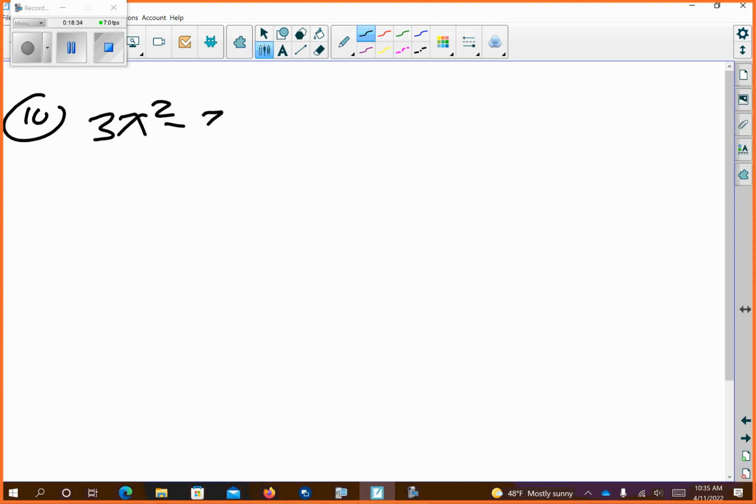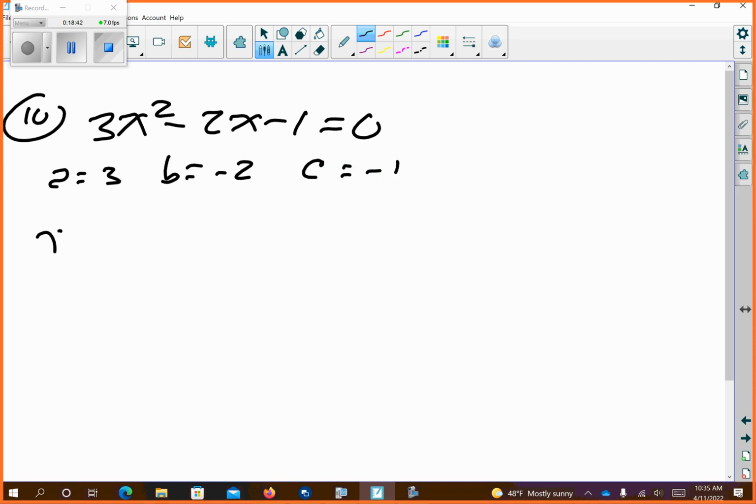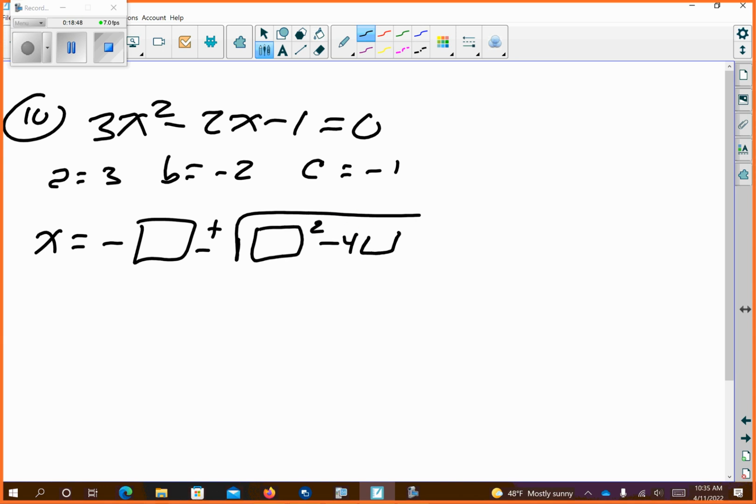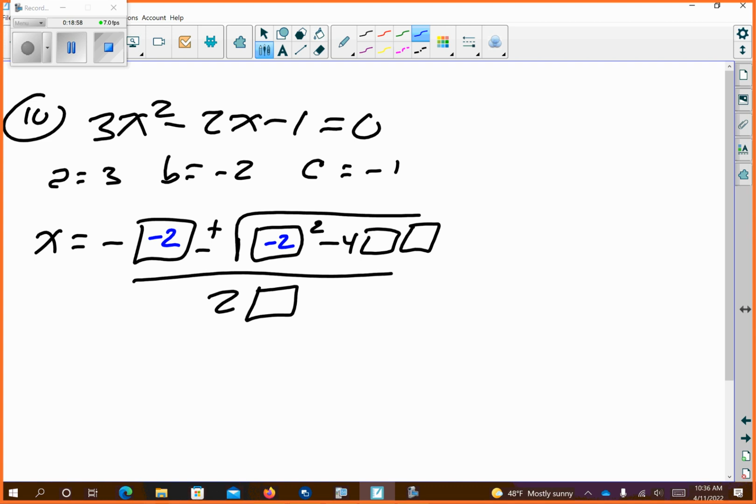3x squared minus 2x minus 1 equals 0. A equals 3. B equals -2. C equals -1. x equals negative blank plus or minus square root of blank squared minus 4 blank blank, all over 2 blank. So my B value is -2. I get -2 squared, 3, -1, all over 2 times 3.